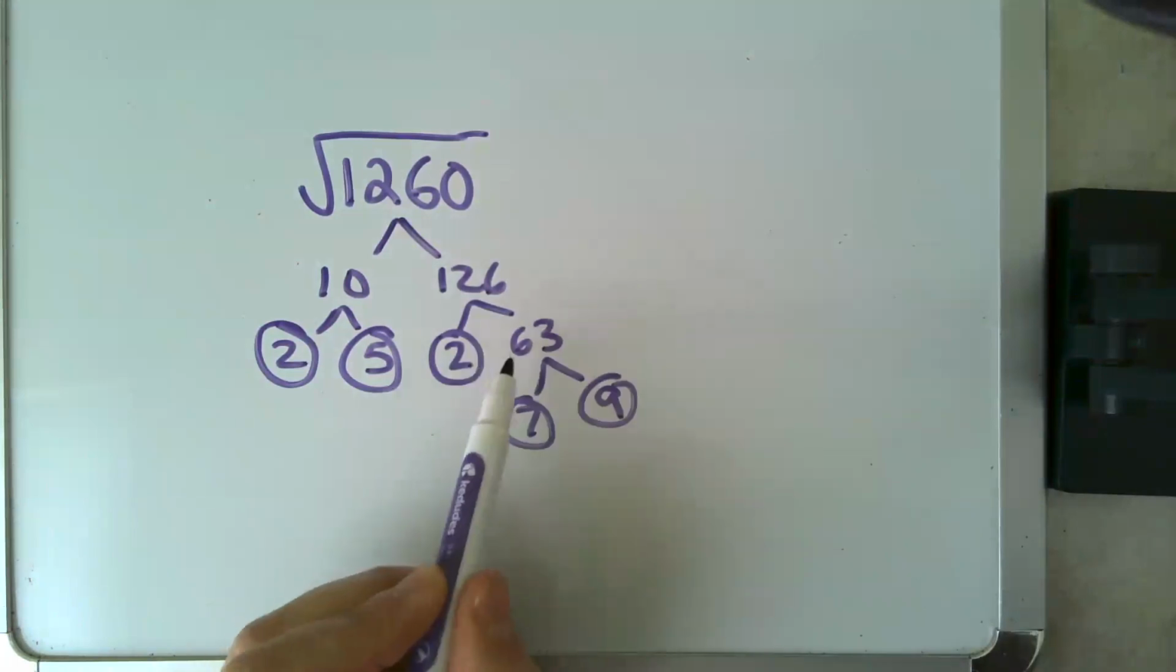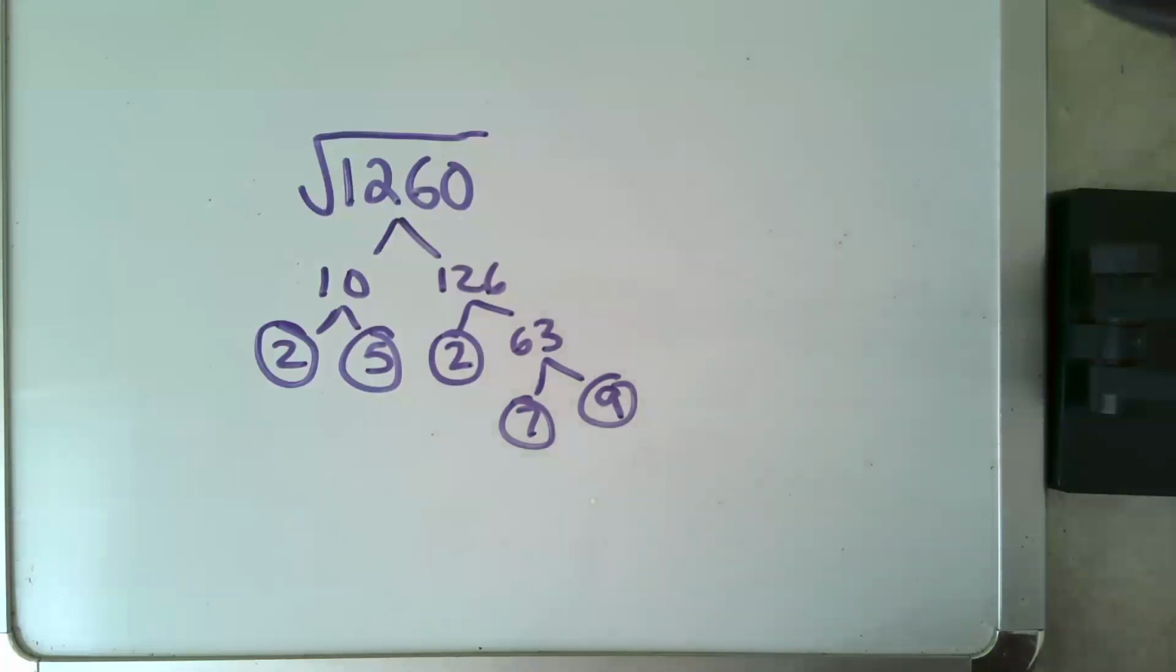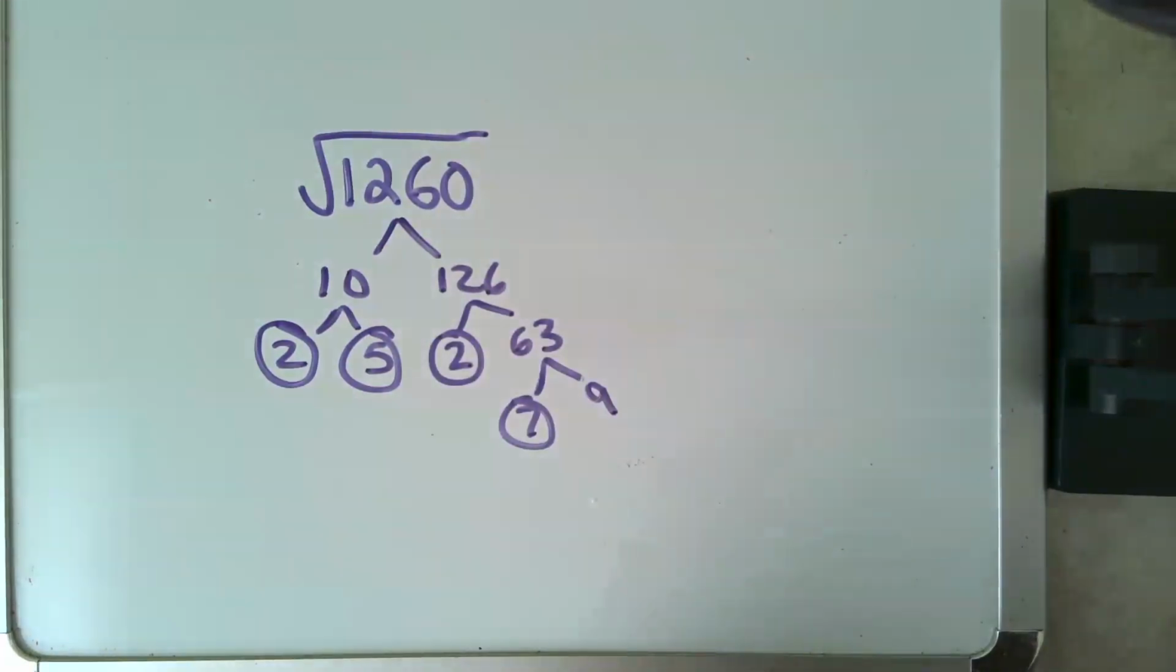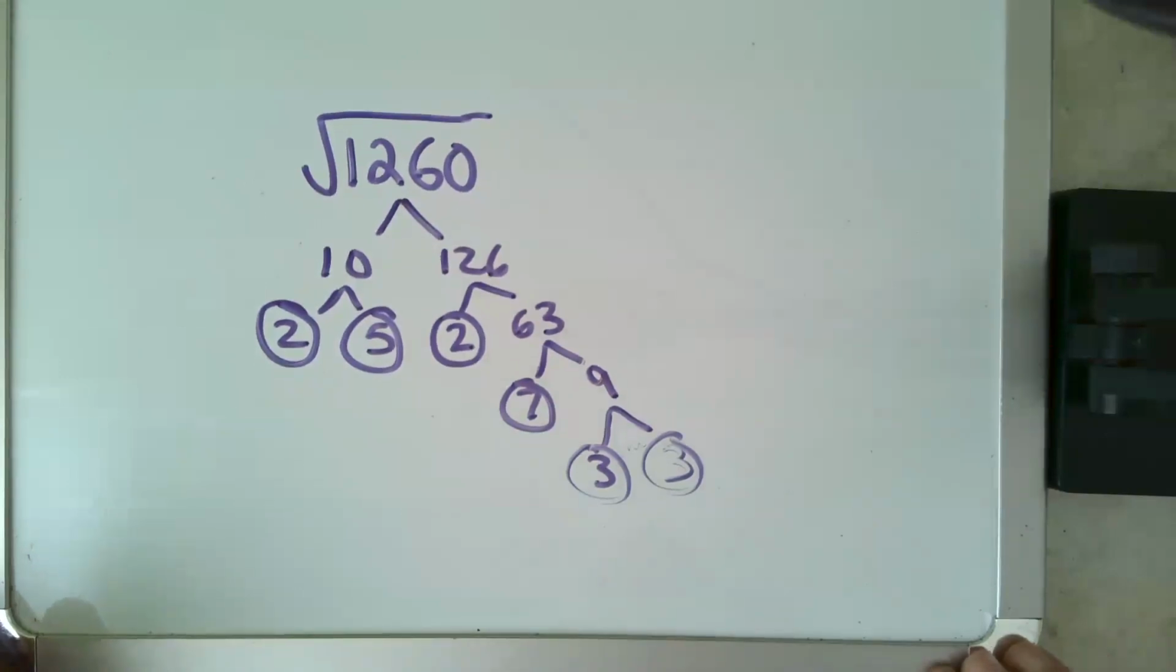And by the way, if you didn't see that 63 is made up of 7 and 9, please review your multiplication tables. It is never too late to master those, and it makes life easier. Whoops, and I circled that 9, which is erroneous. So I know that 9 breaks down into a 3 and 3. All right, so now I've got all of my component factors, and I'm going to pop those back under the radical.